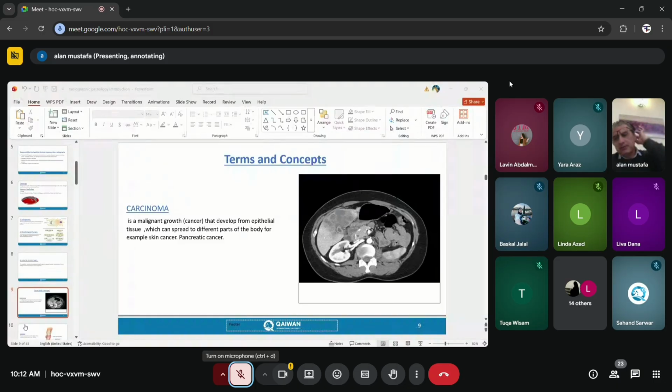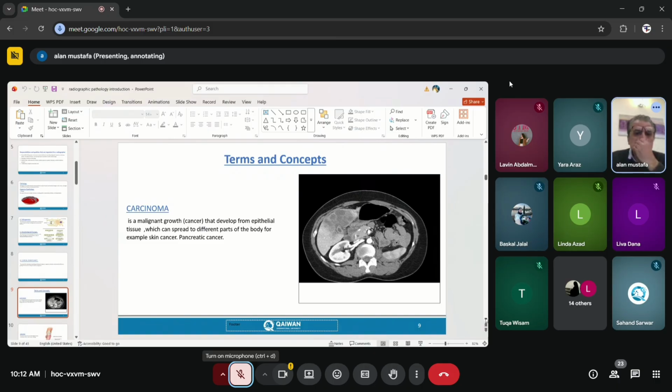Sorry. Okay. So you all should know what we mean by carcinoma, saratan, sherpanja. So we are talking about malignancy, which is a cancer. This is abnormal cells. We have a lot of patients here with different types of carcinoma.